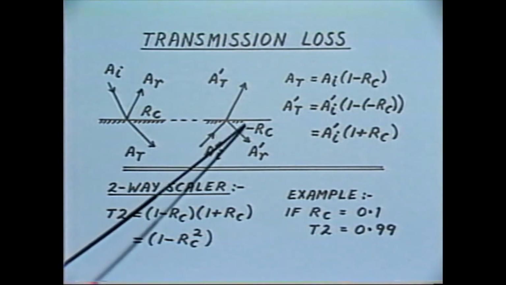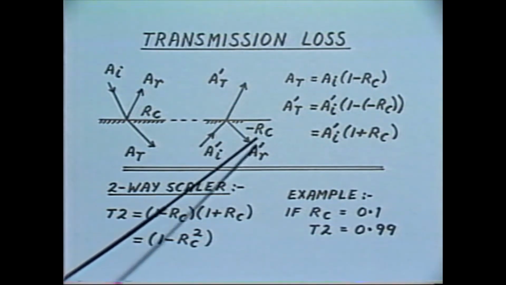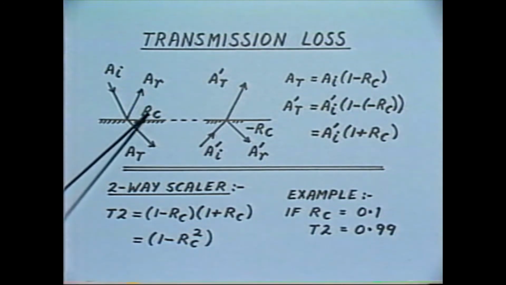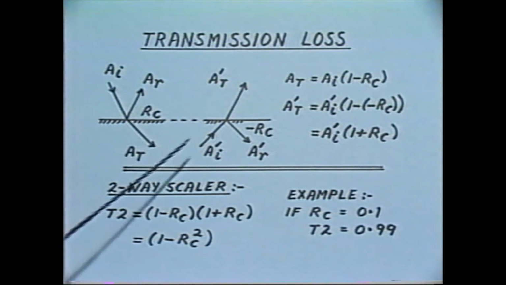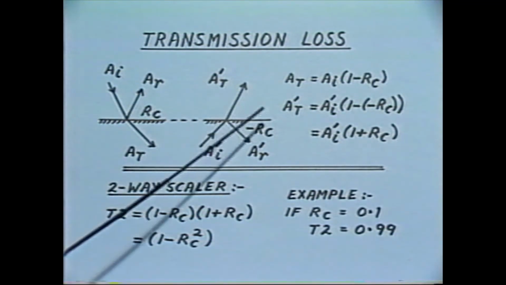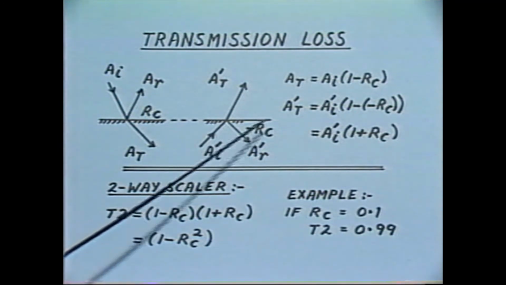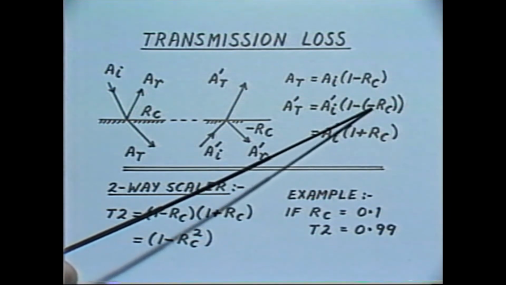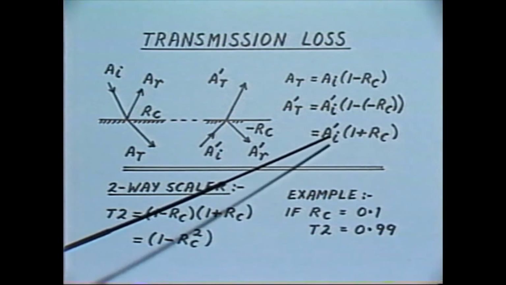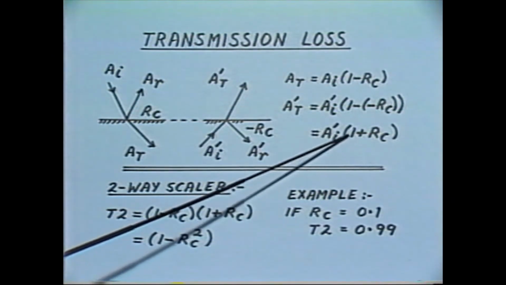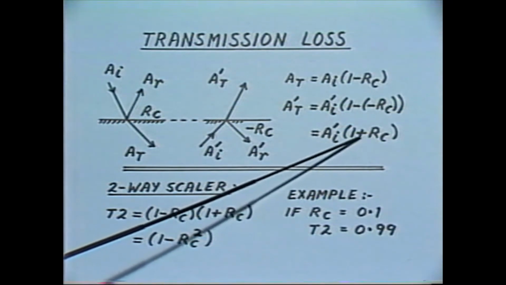Now, the reflection coefficient looking from the underside of a particular interface is simply minus the reflection coefficient on the upper side of the interface. So in fact the amplitude of the transmitted ray traveling upwards is determined from the amplitude of the incident ray by the formula 1 minus the reflection coefficient, which is minus RC in this case. So for the upward traveling ray, the appropriate formula is this, the amplitude of the incident ray multiplied by 1 plus RC.